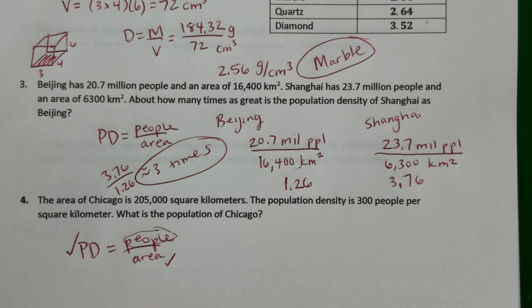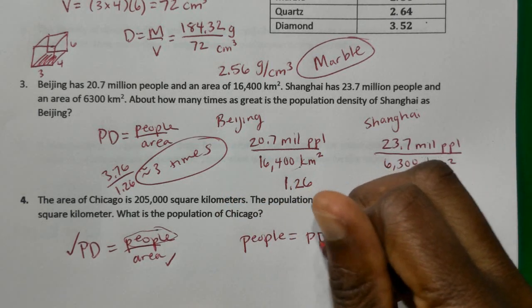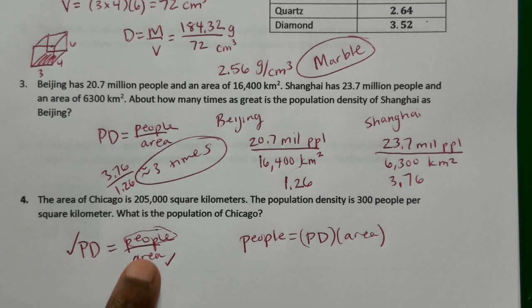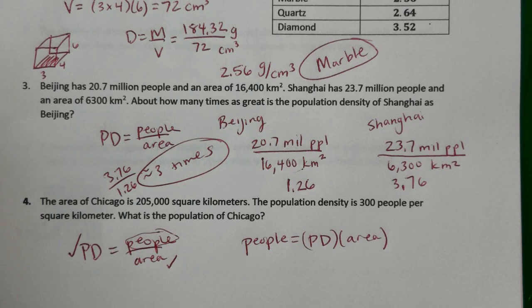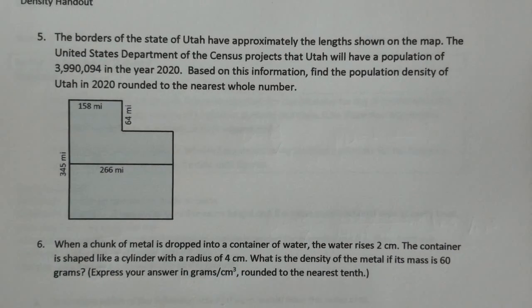So to get people by itself, you would multiply both sides by area. So really you're going to be doing people equals population density times the area. Okay, so we're working backwards. Basically, if this is divided, to get people by itself, you multiply both sides by area. Okay, but I'll let you do this and try it. Okay, for 5, it's a population density one again, and it's pretty straightforward, so I'll let you figure that one out.